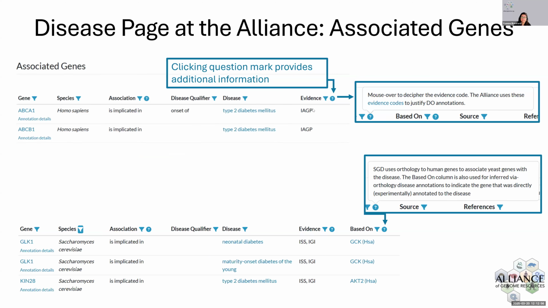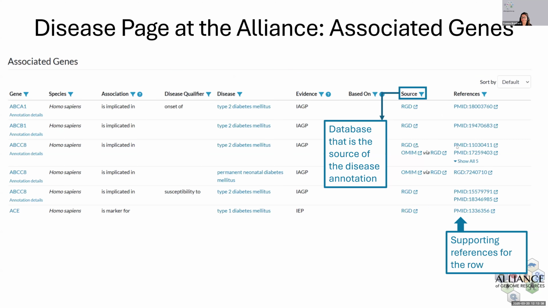Okay, the next column that we have is the evidence column, and that provides evidence codes that the Alliance uses to justify the disease ontology annotations. If you click on the question mark, it'll provide this pop-up. It will give you more information about the evidence codes. And then we have the based on column, which again provides the orthologous gene that the disease annotation is made with. And then again, clicking the question mark bubble produces a pop-up that explains that a little bit more.